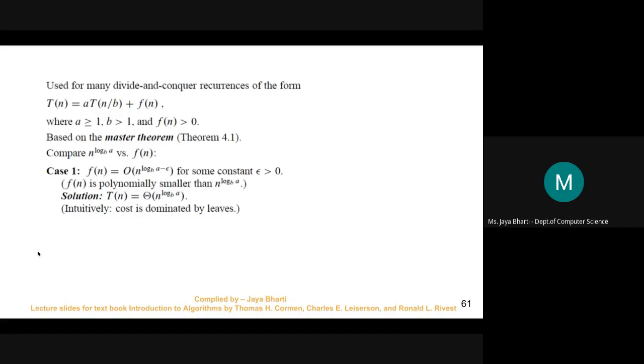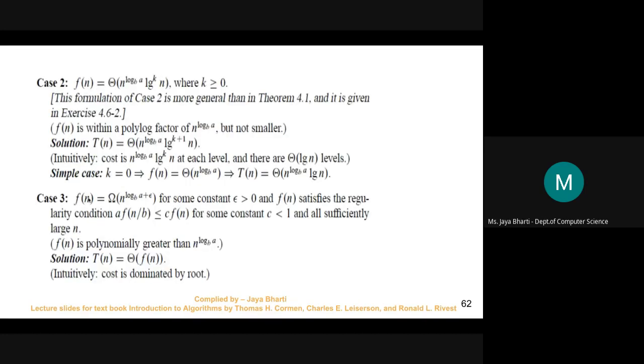We have seen many recurrence relations of this form, which is a divide and conquer form: T of n is equal to a T of n by b plus f of n. We all know that a should be greater than or equal to 1, b should be greater than 1, and f of n should be greater than 0. Based on the master theorem, we have written the same cases in a more elaborate manner. You can see f of n is equal to this, and then the solution will be this. Then this is case 2 and this is case 3.